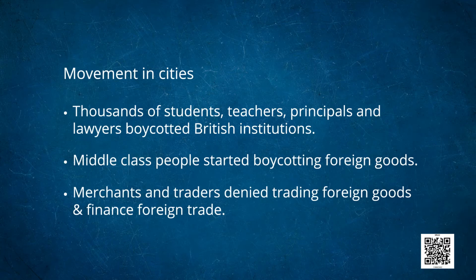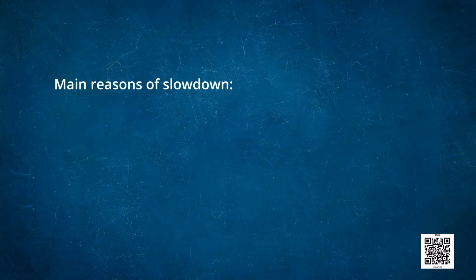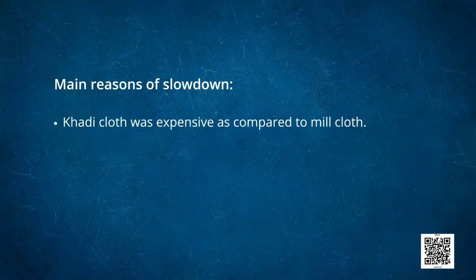However, this movement failed to sustain for a long time, and soon the movement slowed down in cities. And the main reasons for this slowdown were: first, khadi cloth was expensive as compared to mill cloth. Hence, the urban poor could not afford it and they started buying cheap mill cloth after some time.